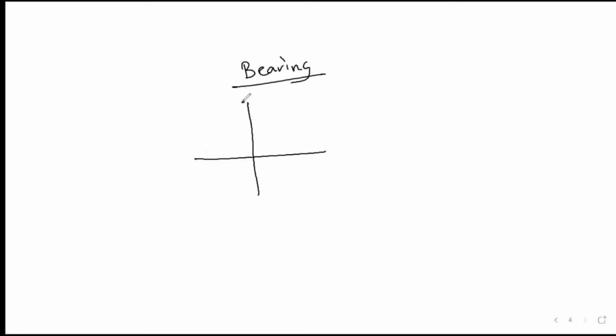Usually we read from the North Pole coming down like this, okay? I know this is the east, this is the south, and this is our west. We usually measure angles from the North Pole. Okay, now let's see something.